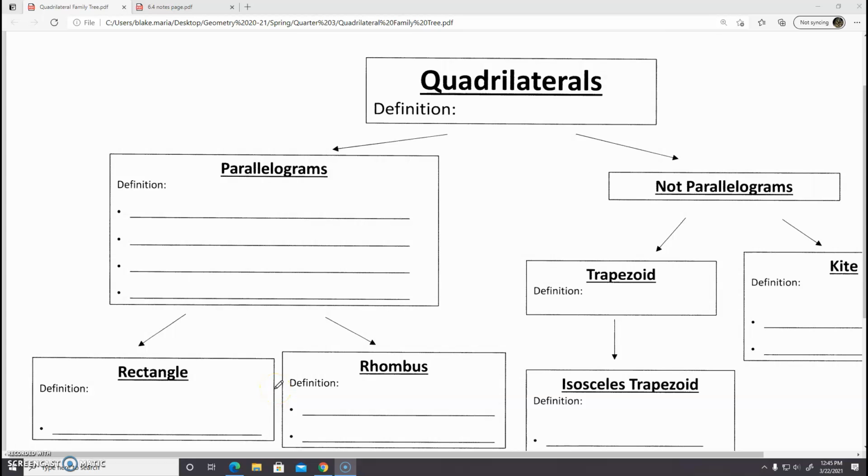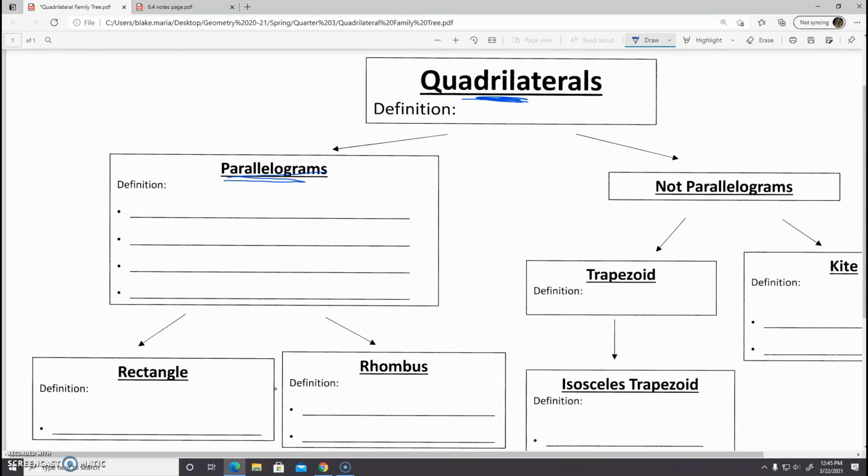All right, so we should have already filled in quadrilaterals, quadrilaterals having 4 sides. We should have already filled in parallelograms. We talked about those the other day. You know, what makes it a parallelogram? Opposite sides are parallel. And then the 4 properties that we filled in, which were opposite sides are congruent, opposite angles are congruent, consecutive angles are supplementary, meaning they add up to 180, and diagonals bisect each other. So that's just a little recap.